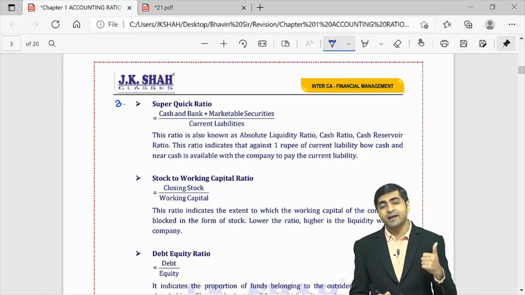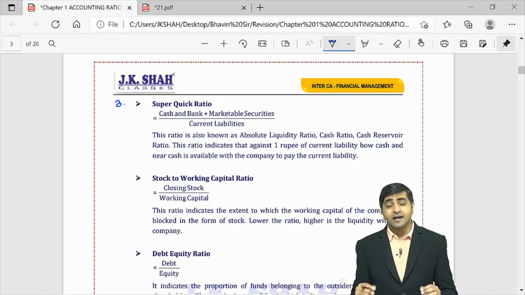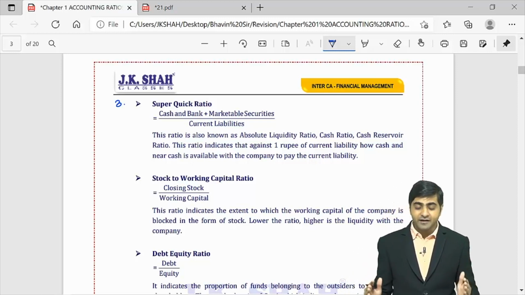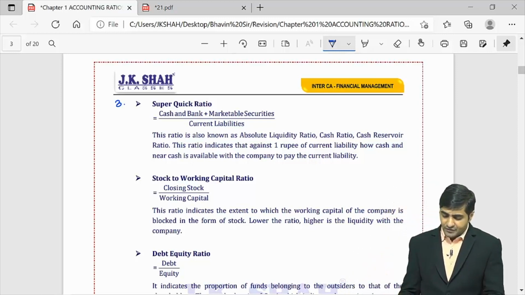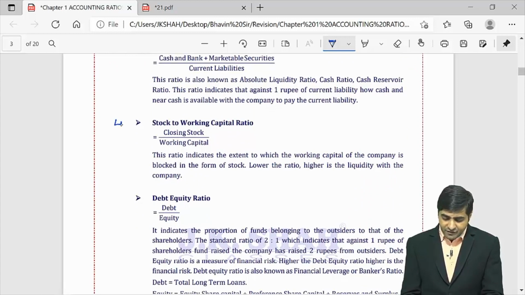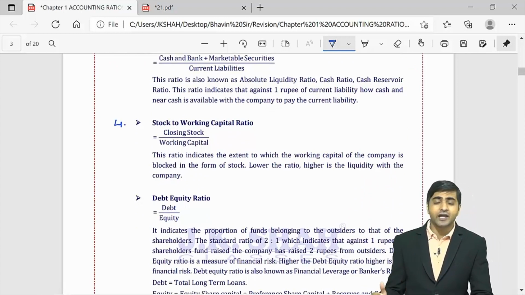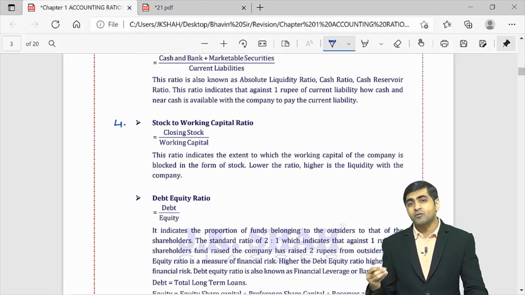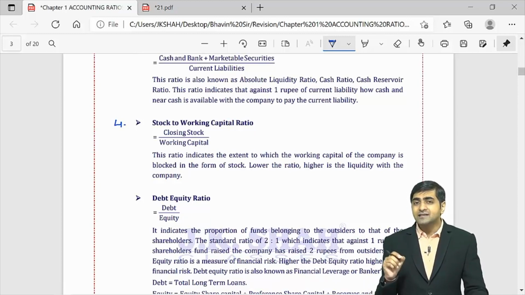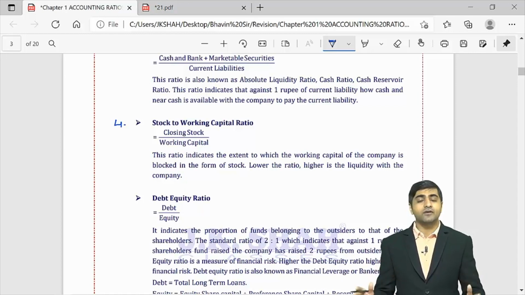So cash, bank and marketable securities, those are your super quick assets, which we divide by your current liabilities. Then guys, we have the fourth ratio, which is nothing but the stock to working capital ratio, closing stock upon working capital, which helps us to determine what is the amount which is blocked in your stock in the total amount of working capital.